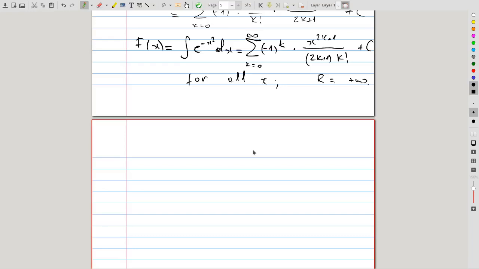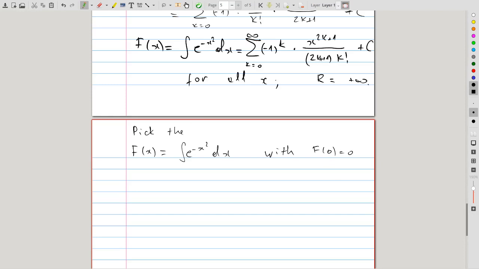Okay, so now since we have this representation for the antiderivative of e to the minus x squared as a power series centered at 0, let us do something interesting to it. So let's pick f of x, the antiderivative of e to the minus x squared dx, with the initial condition f of 0 equals 0.